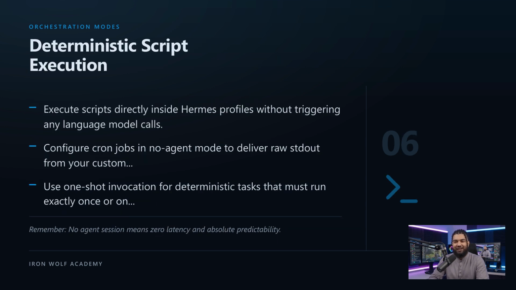When your workflows demand absolute consistency, you can bypass language model calls entirely by executing scripts directly inside your Hermes profiles. The key advantage here is simple. Running without an agent session gives you zero latency and complete predictability. You can implement this in a couple of distinct ways depending on your automation needs. You can configure scheduled cron jobs in no agent mode to deliver raw state out directly from your custom scripts. Alternatively, you can use one-shot invocations for deterministic tasks that need to run exactly once or on a specific trigger. It gives you raw, overhead-free execution whenever an AI model isn't required.